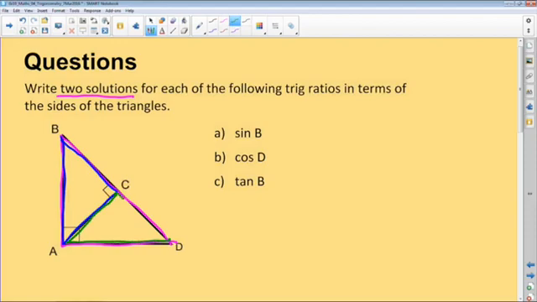All of them are right angle triangles. We can't do trigonometry at this stage without right angle triangles. So you need to write down 2 solutions for sine B, for cos D, and for tan B. Why don't you take a minute and do it yourselves.